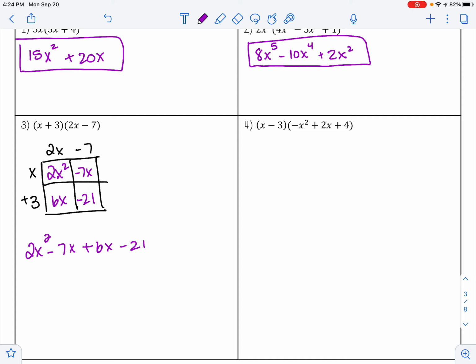From here, I can go ahead and combine like terms and write my answer in standard form. 2x squared doesn't have a like term, so I'll bring that one down. Negative 7x plus 6x is negative 1x. And negative 21 doesn't have a like term, so I'll bring that one down. So my answer in standard form is 2x squared minus x minus 21.